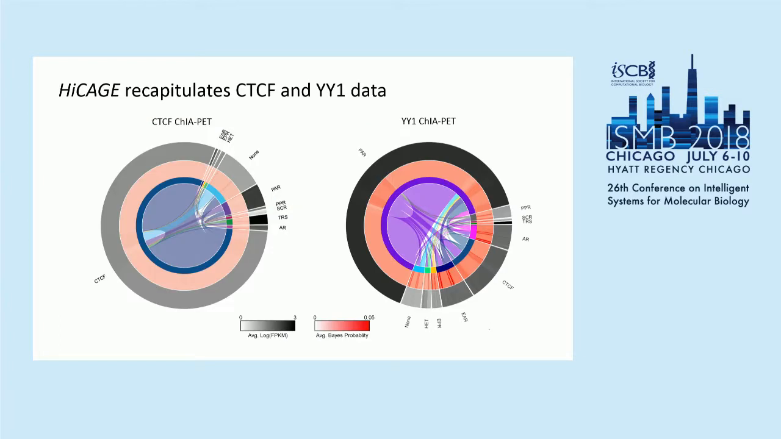And so using this data from his paper, we fed it into our package, and what we find is that we could faithfully recapitulate what they found in that paper, in which on the left, the CTCF data was dominated by CTCF interactions as expected. And then in contrast, the YY1 data was largely dominated by promoter-promoter and promoter-enhancer interactions.